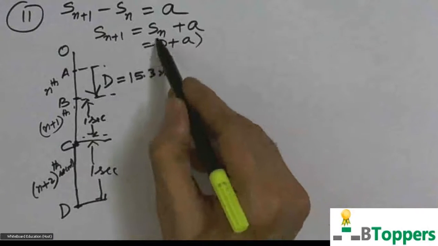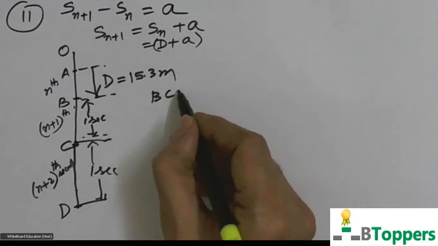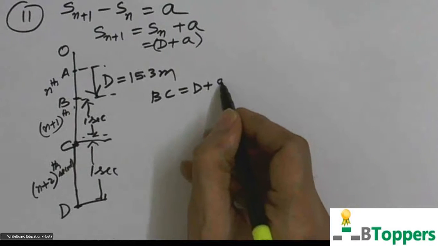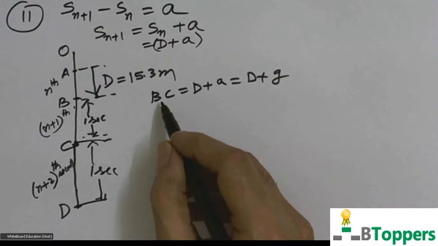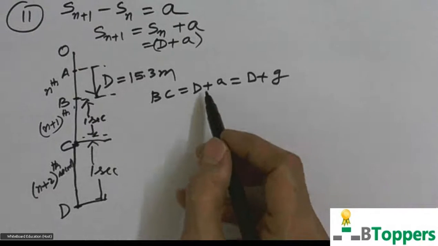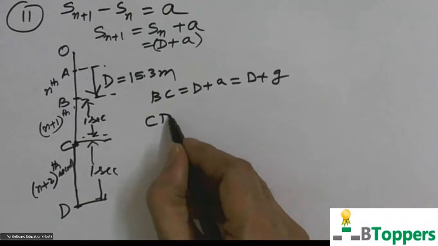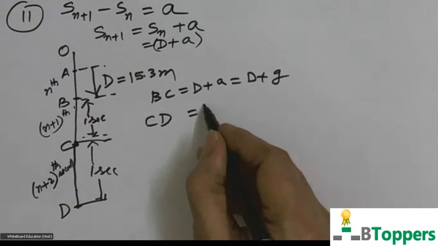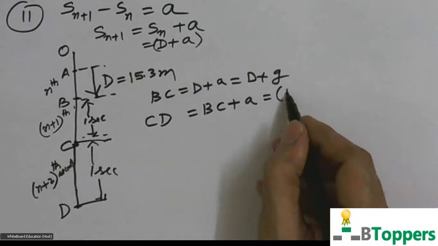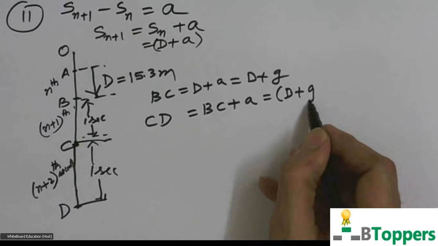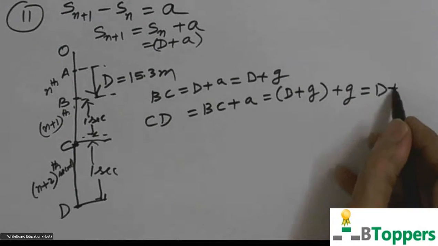Using this conclusion which I discussed in the past, the distance from B to C is equal to d plus a. a is numerically equal to g here. So the distance from B to C, that is the distance for the next second, is numerically equal to d plus g. In the same way, the distance from C to D will be equal to the distance from B to C plus a. The distance from B to C is d plus g, a equal to g, so that will be d plus 2g.